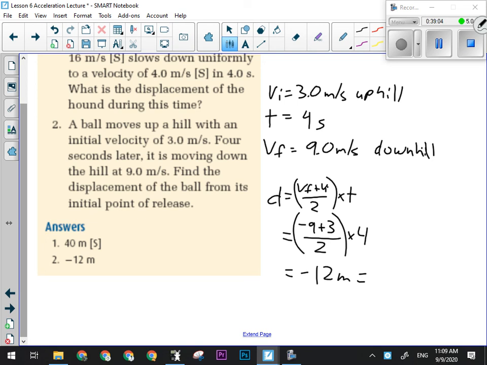Yeah, downhill, actually. I need to be specific. The question said up the hill and down the hill. I can't leave my answer as negative. The question said uphill and downhill, so my answer needs to say uphill or downhill. In this case, it's downhill.